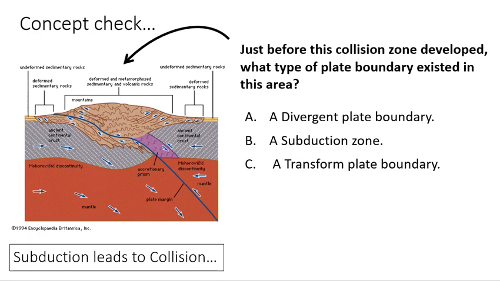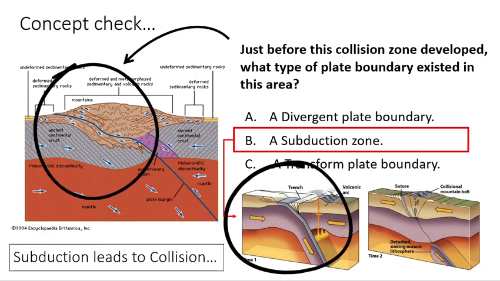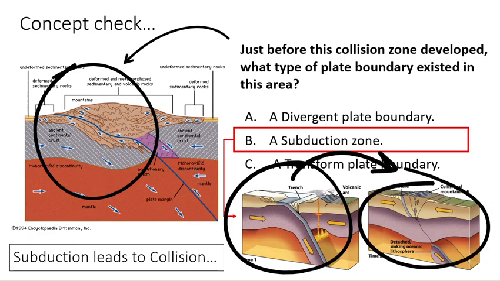Well, hopefully that's an easy one. And I actually gave you a hint on this question because I left in a little reminder there that subduction leads to collision. And so in this case, the answer is that before the current collision zone existed in this area, we had a subduction zone. So before this happened, we had this going on. And then with the closure of that ocean basin, the subduction zone transformed into the collision zone. So the take-home message here is that collision always follows subduction.